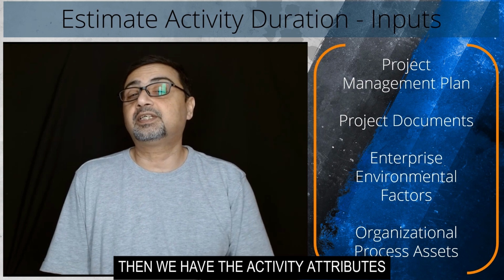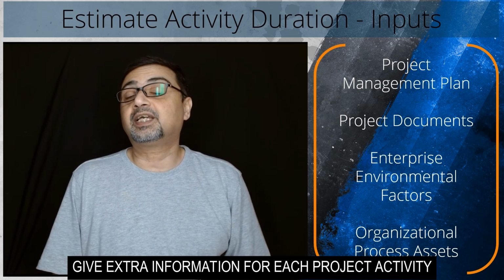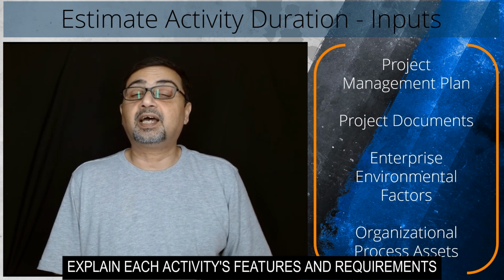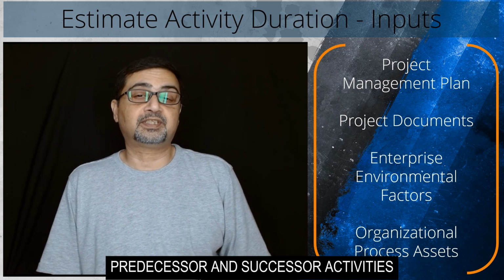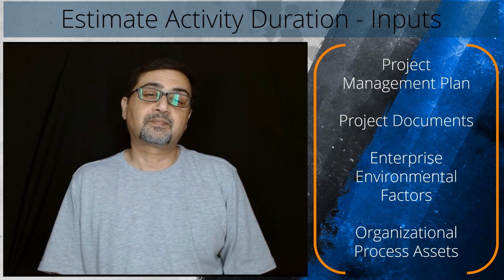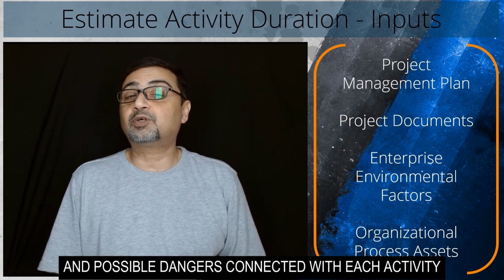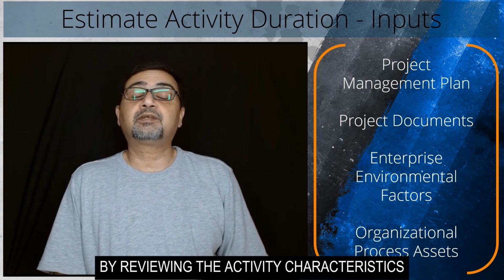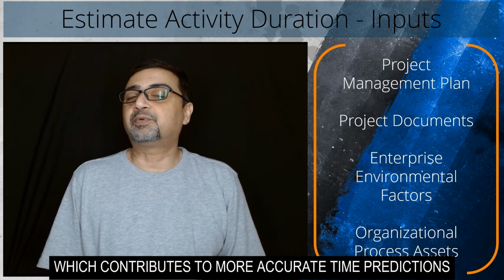Then we have the activity attributes. Activity characteristics give extra information for each project activity. These properties explain each activity's features and requirements, such as its description, predecessor and successor activities, resource dependencies, and any other pertinent information. Project managers may get insights into the complexity, dependencies, and possible dangers connected with each activity by reviewing the activity characteristics, which contributes to more accurate time predictions.